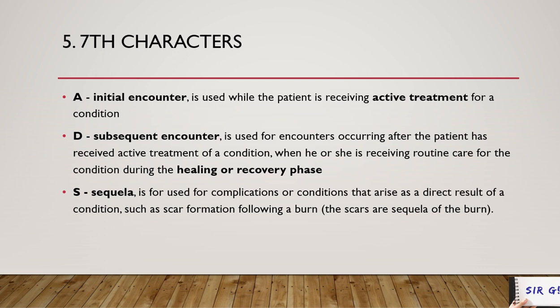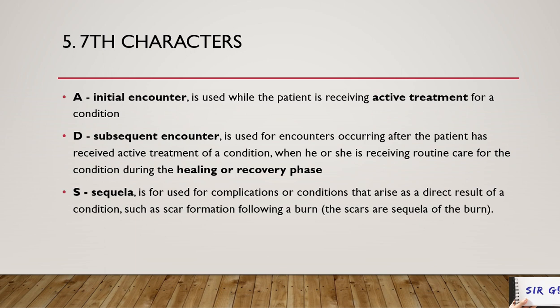You can go ahead and check your T36. Okay, there's a 7th character there. You have your A, you have your D, and you have your S. Your 7th characters, you can always see them right after or right below your category. So when we say category, below your 3-character code. So you have your A for initial encounter, D for subsequent encounter, and S for your sequela.